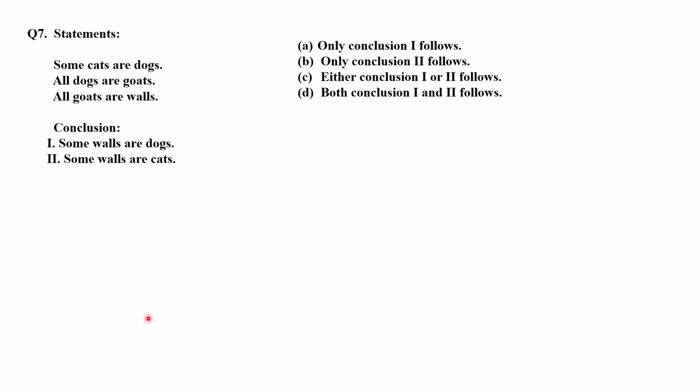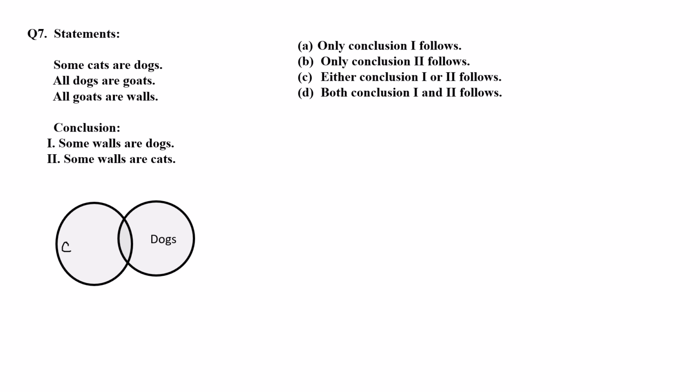Now question number 7, this is a statement and conclusion based question. So as I already said in my previous video, whenever a statement and conclusion type of question comes, first you draw the Venn diagram. Okay, once the Venn diagram is drawn, it is easy to find out the option. So the statement is given as some cats are dogs. Okay, so let's draw it.